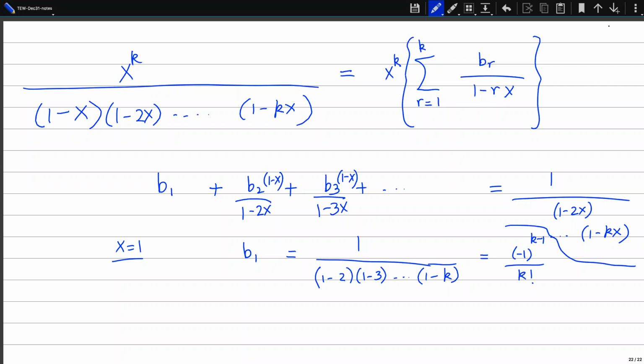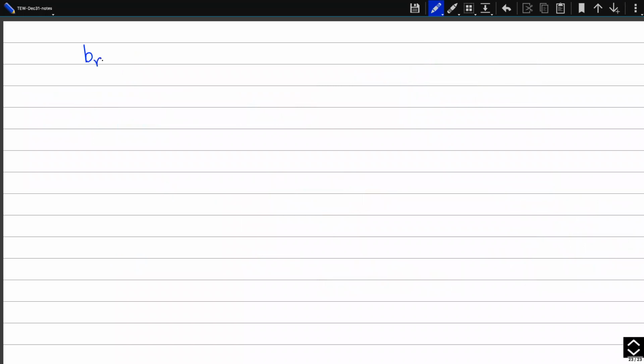Okay, but more generally, b_r is a similar idea. You multiply both sides of the equation by 1 minus rx and then put x equals 1 over r. So b_r is a similar idea. Multiply both sides by 1 minus rx and put x equals 1 over r. Will give you the following. So the denominators look like 1 minus sx. So this is what the denominators look like, 1 minus sx, and this is for s equals 1 to k.